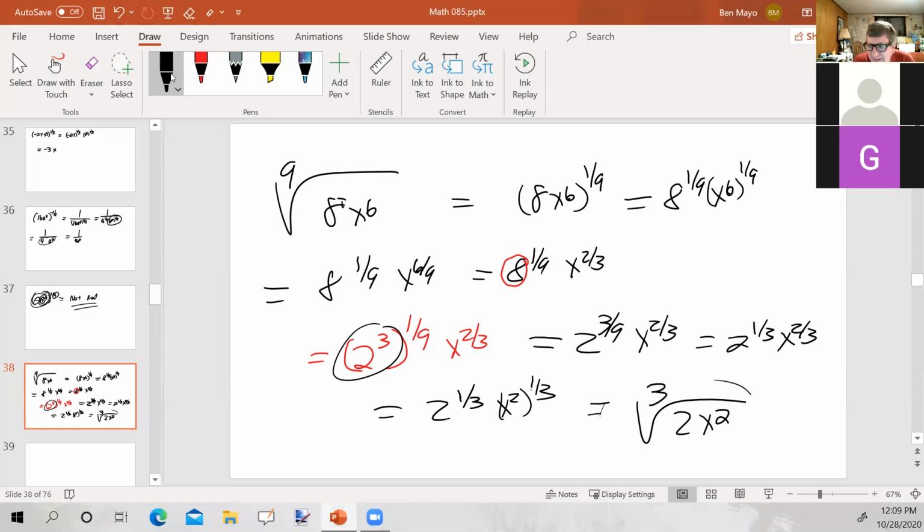How are we doing now? Lot to swallow there. I see where you got the 2 cubed to the 1/9, but how do we know when we are supposed to, or did you just know that right off the bat?